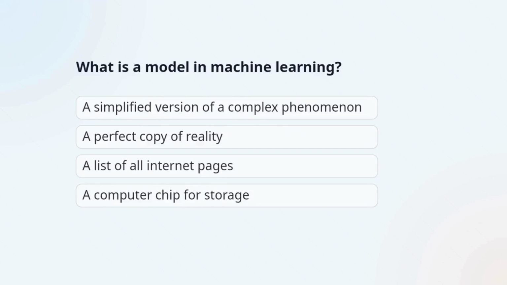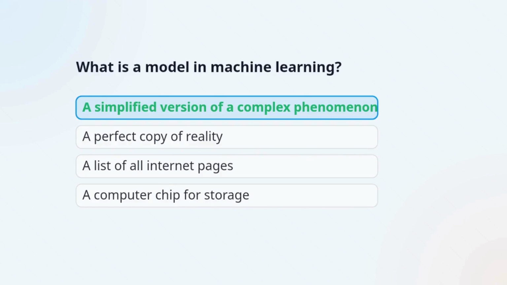Question 3. What is a model in machine learning? The correct answer is, a simplified version of a complex phenomenon. The article compares a model to a model car, useful and similar in some ways, but not a full replacement for the original.